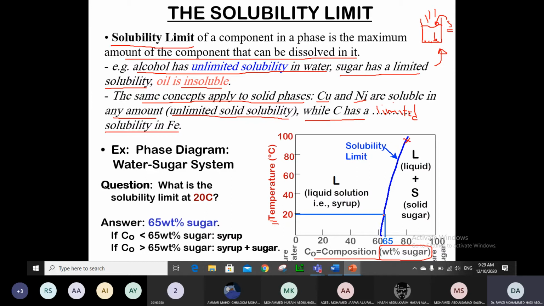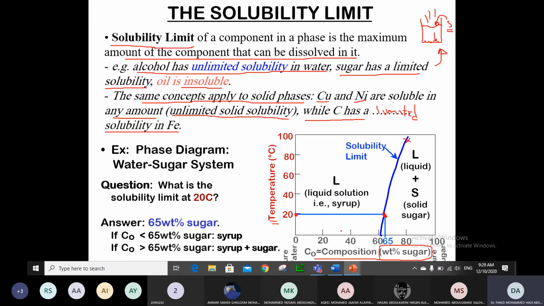How do we develop the solubility limit? Well, basically, we take water and start with zero composition at 20 degrees centigrade, and then we start adding sugar to the water. We keep increasing the composition up to 20%, 30%, 35%, 40%. We add the sugar in the water until we reach a certain specific point. We will see that the water is not accommodating any more sugar, and the sugar will start to precipitate.